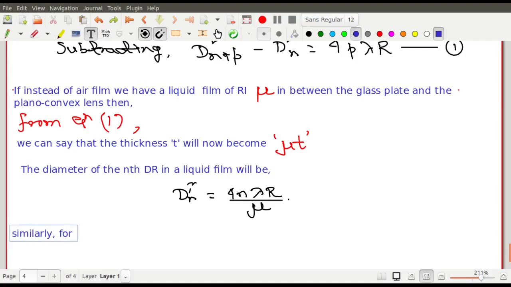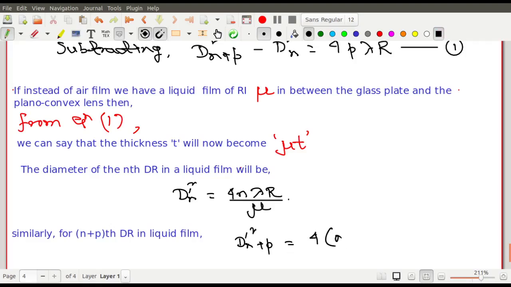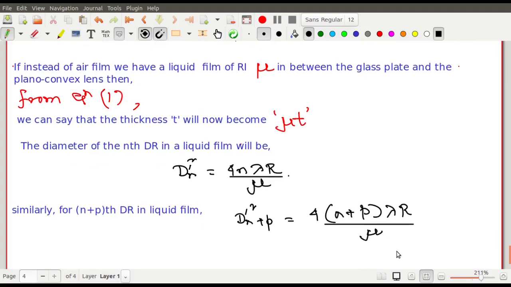Similarly for the n plus pth dark ring in liquid film, what will that become? That will be again dn dashed square, but it is dn plus p now, and it is 4 times n plus p lambda r divided by mu, 4 n plus p lambda r divide mu.